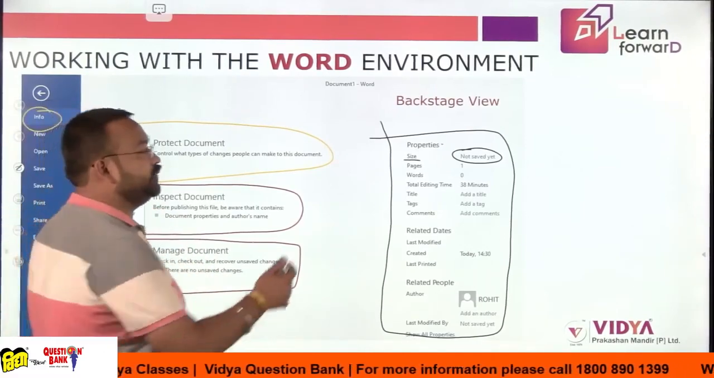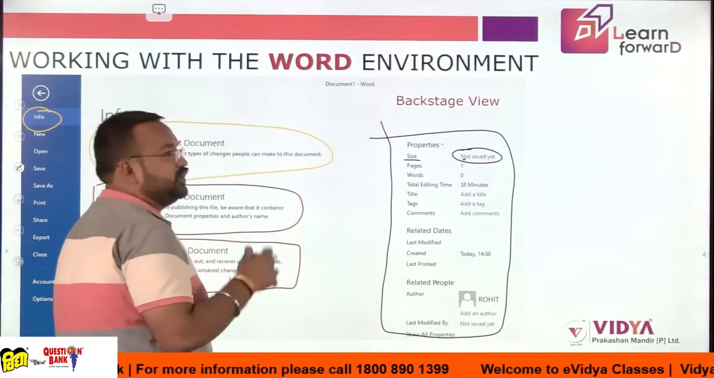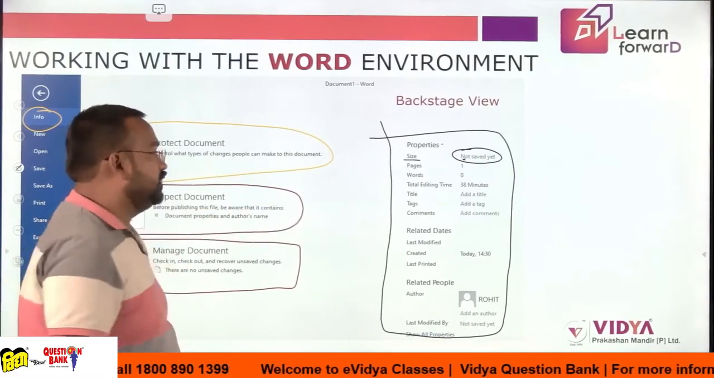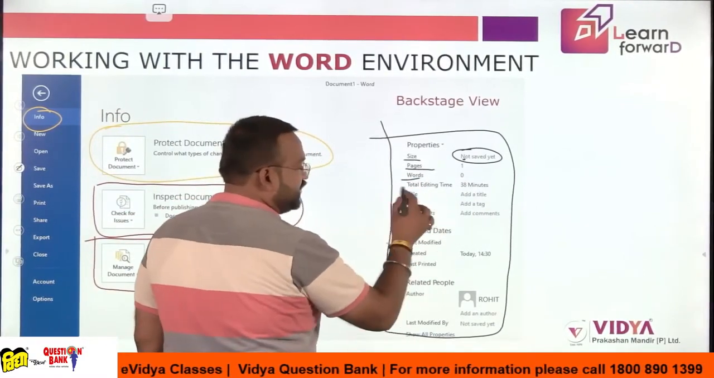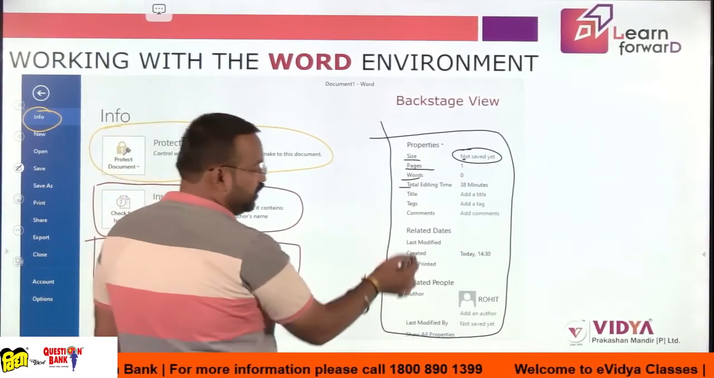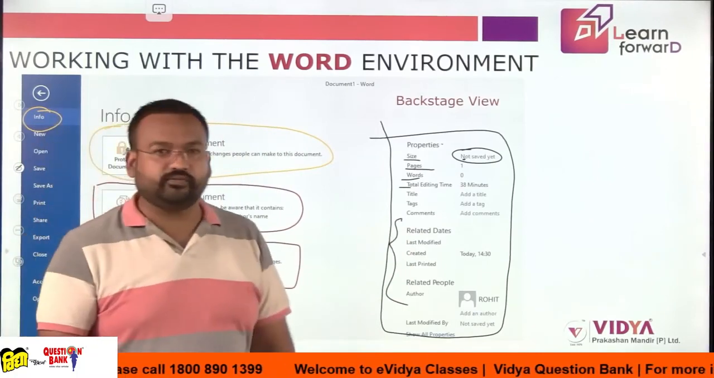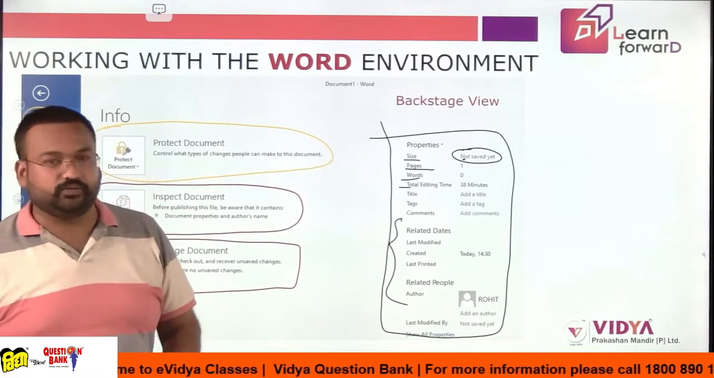That size would be there whenever you type it, so you can check that it is not saved yet. When you type it and save it, it will show what the size of your file is. It will show you the number of pages, words, editing time, how much time you took to make this document, and all these other properties like when you created it and when you last modified it. So all these features can be accessed with the help of backstage.